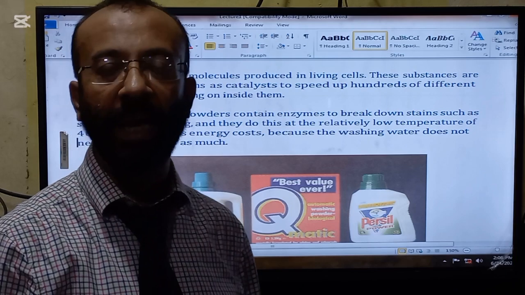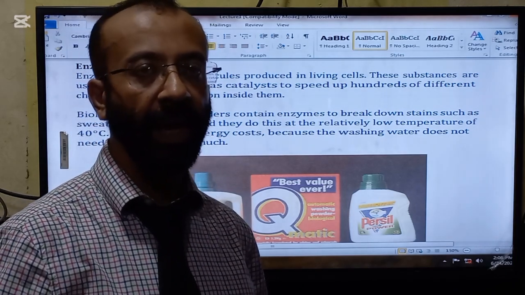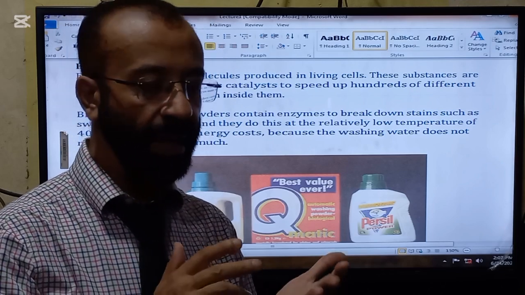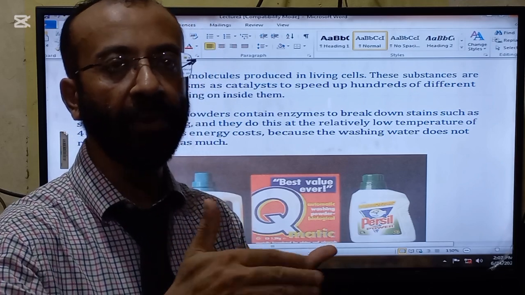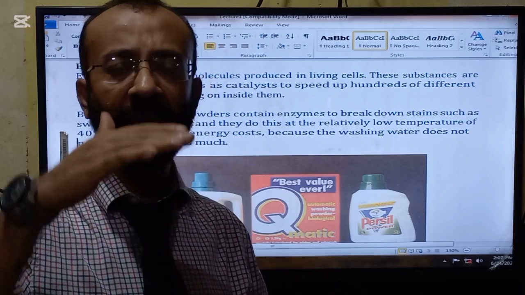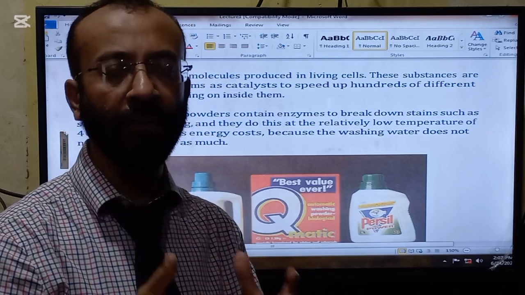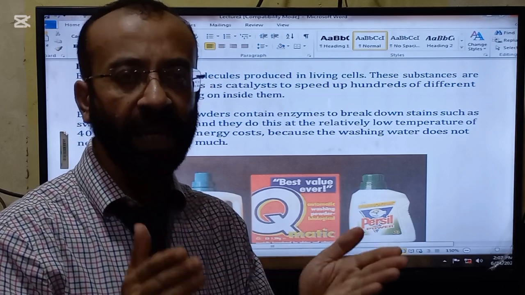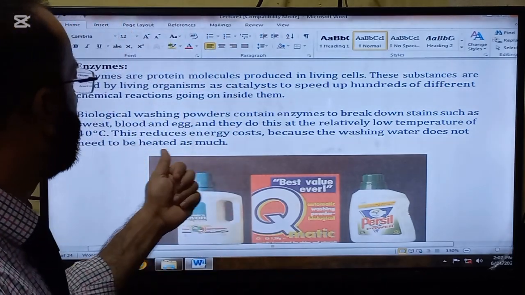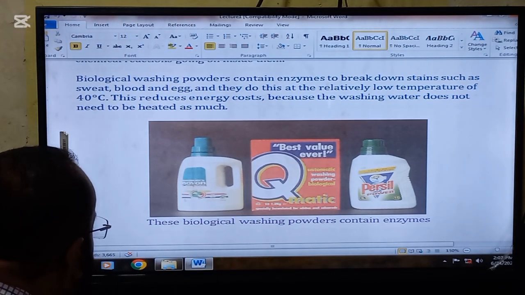So this is the advantage of using a washing powder that contains a catalyst, because the catalyst actually removes the stains of blood and so on at even lower temperature. Otherwise, we have to warm the water to clean the stains on the clothes. So this is the function of biological washing powders.